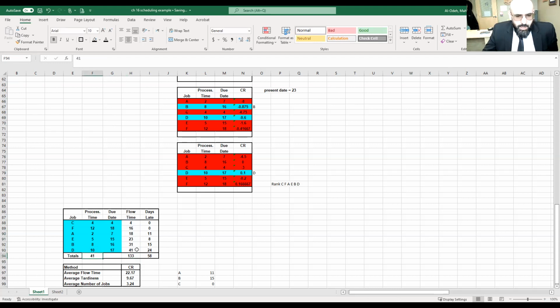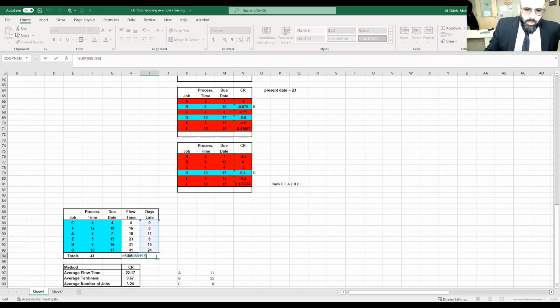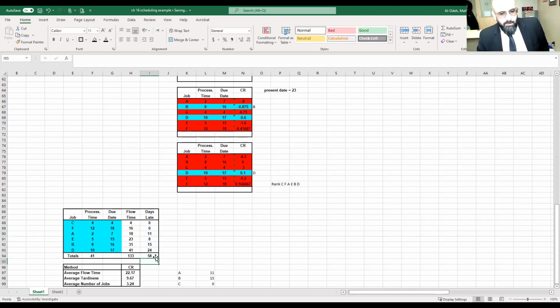Process time is 41. Now the next step is to find the delay, how many days are late. So that would be comparing the due date with the flow time. So 4 and 4, that's 0. The due date is 18, the flow time is 16, so there's also no delay. Here there's a delay for A. The due date is 7, and the flow time is 18, so there are 11 days of delay, and so on, and then you can add them together to find out there are 58 days of delays.